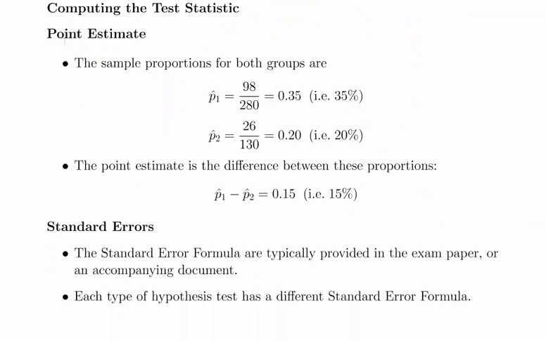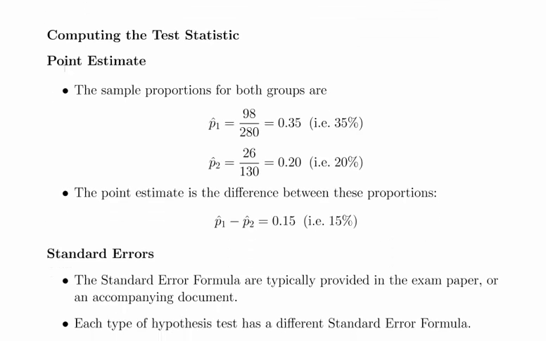Okay, now the test statistic. There's a bit of calculation here, and this is the second of our 4 steps, where most of the calculation is done. Essentially what we have to do is get our point estimate, and the point estimate is made up of the sample proportions for both groups. So it's 98 out of 280, which is the no seatbelts, and yes to seatbelts.